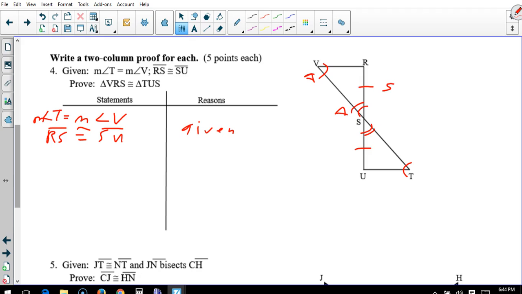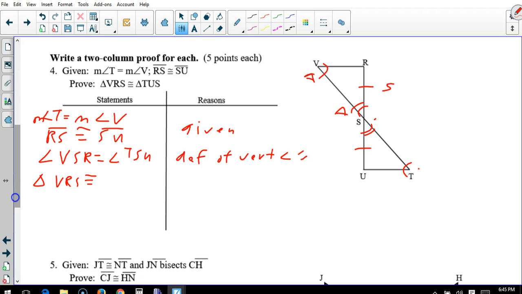Now, we have to mark what else we wrote down there. And that really is just the vertical angle. So I'm going to start at B, arc mark 1 to arc mark 2, BSR. Angle BSR is congruent to angle arc mark 1, arc mark 2, TSU. That's the definition of vertical angles. At that point, we can say triangle BRS is congruent to triangle TUS by AAS.